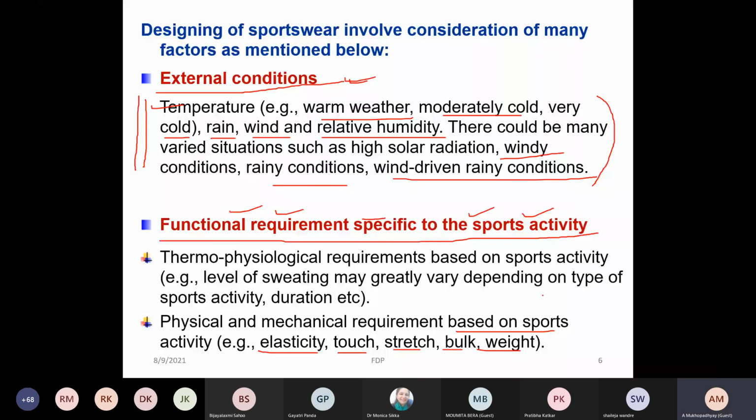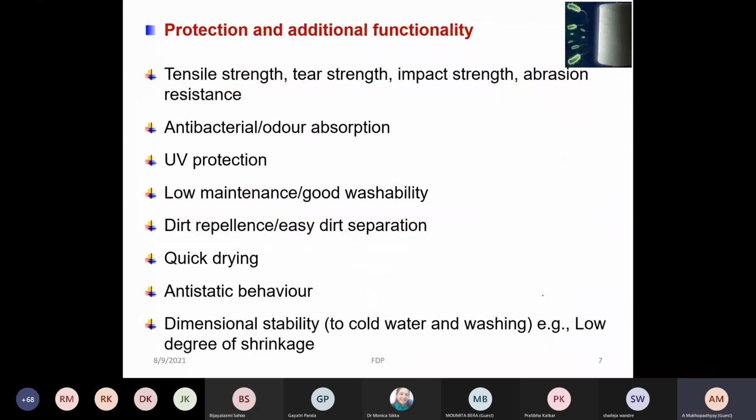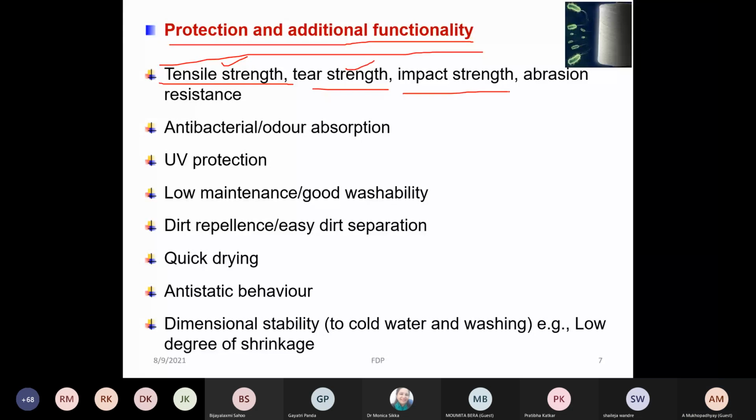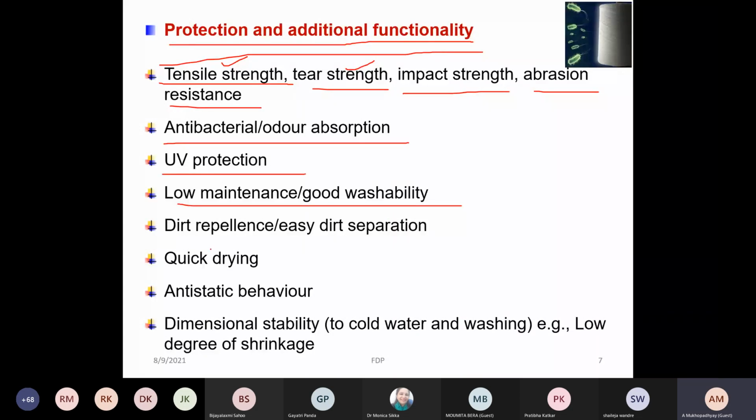Now, protection and additional functionality. Protection and additional functionality means the tensile strength. For example, for football wear, we must have a high level of tensile strength, high level of shear strength, impact strength, because there could be a certain level of impact, and abrasion resistance. These are some of the additional requirements: antibacterial, odor absorption, UV protection, low maintenance, good washability, dirt repellency, quick drying, anti-static behavior, and finally dimensional stability. Dimensional stability also plays a vital role.